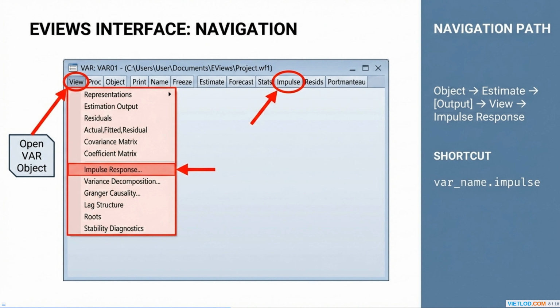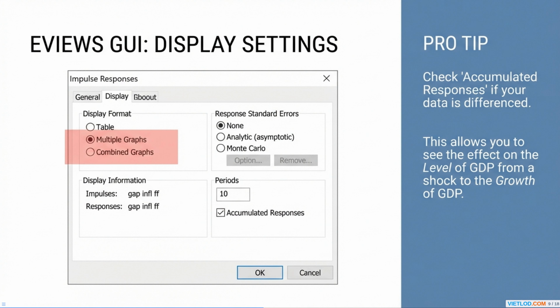To begin in EViews, you first need to have a VAR object estimated and open. The standard navigation path is to go to the VAR object window, click on View, and then select Impulse Response from the drop-down menu. A much faster way is to use the command line. Simply type the name of your VAR object, followed by a period and the word impulse, then press Enter. If you have estimated a VAR and saved it with the name var01, you can simply type var01.impulse in the EViews command window to directly open the impulse response dialog box.